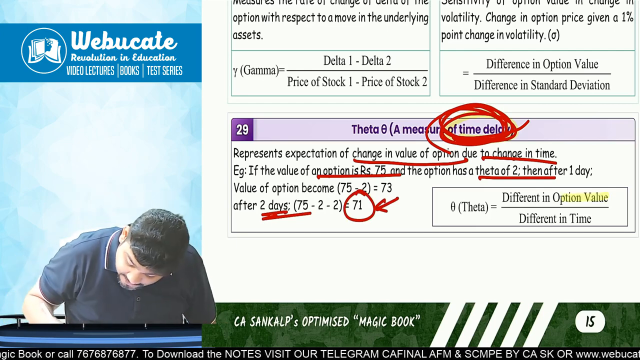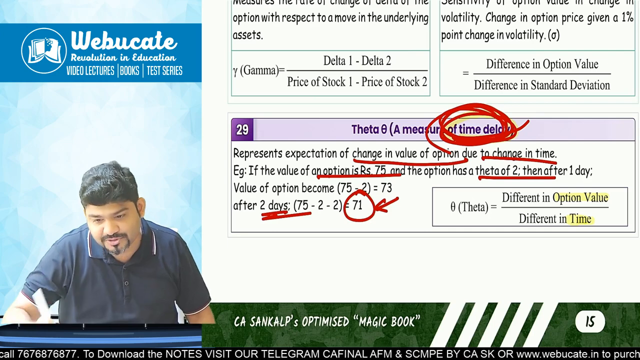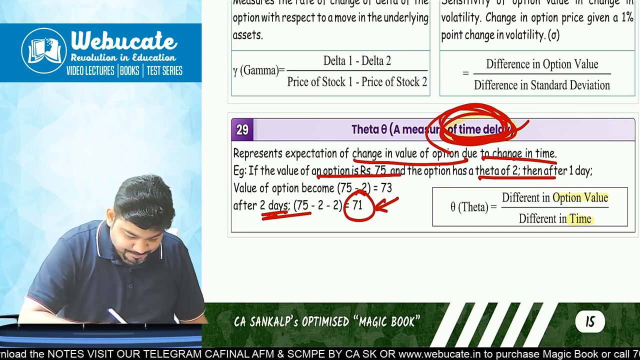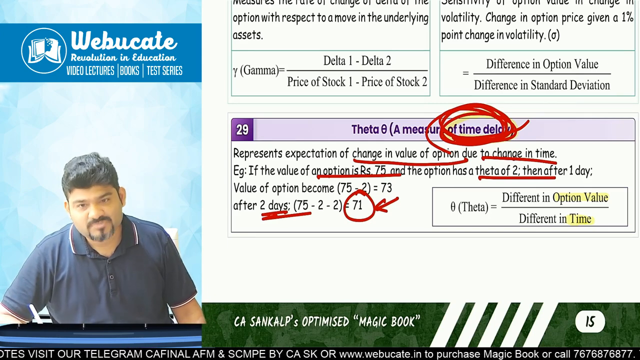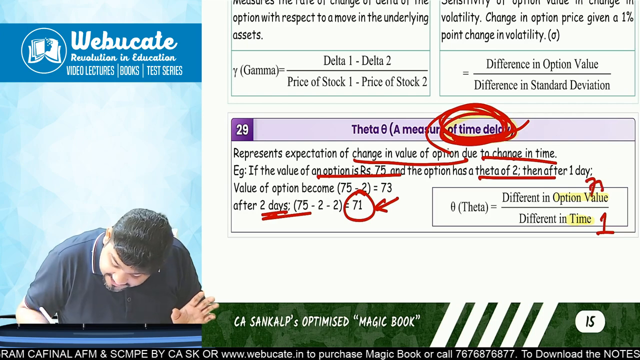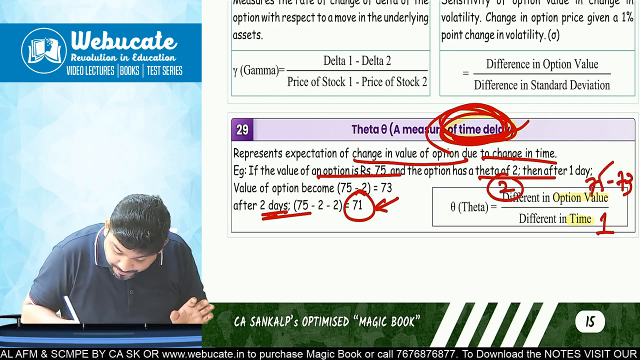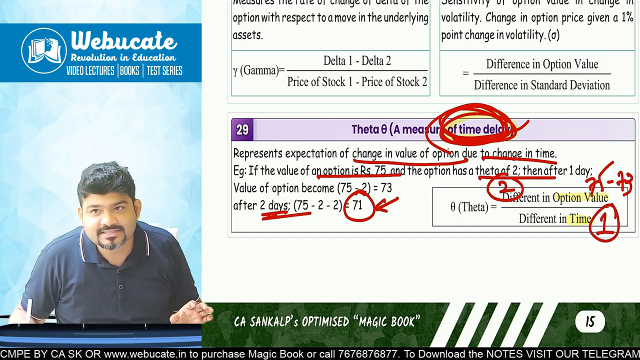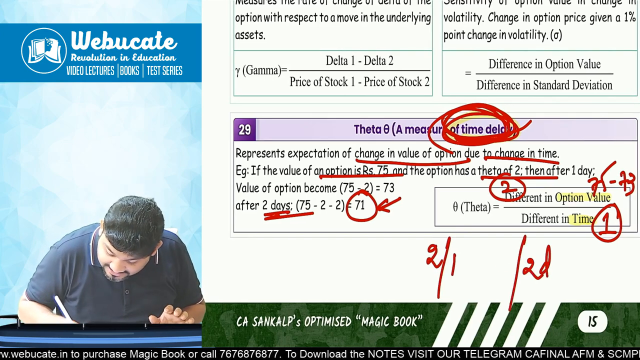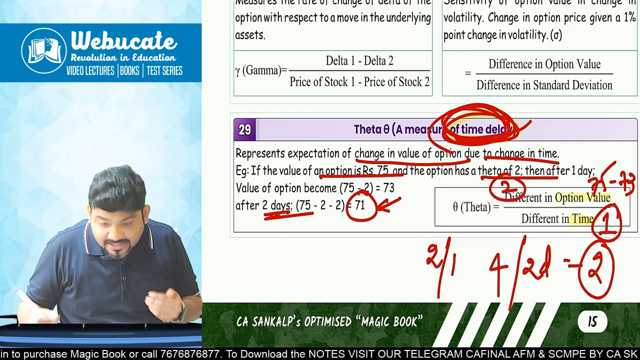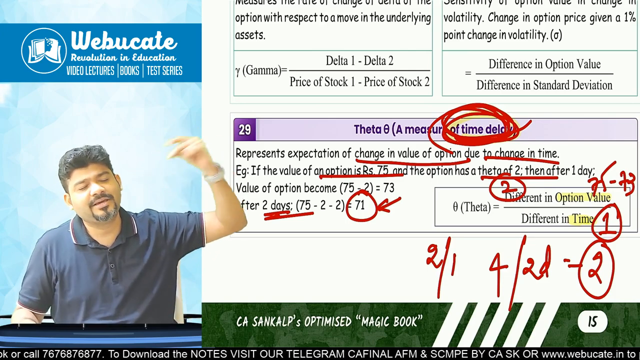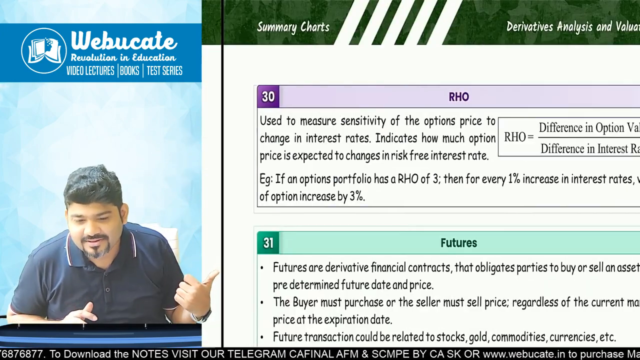Theta is difference in option value upon difference in time. Gotcha, everybody? Yes, sir. So if one day has gone, and option value has decreased from 75 to 73, so 2 rupees option value decrease, 1 day time decrease, 2 by 1. For 2 days, 4 rupees has decreased. So 2 basically becomes your theta. So now you know, for every 1 day increase, theta is 2. So for every 1 day increase, the value of premium will go down by 2 rupees. So that was theta, time.